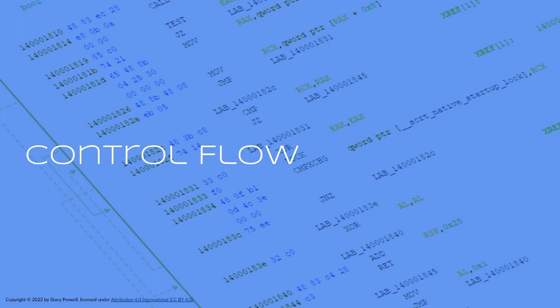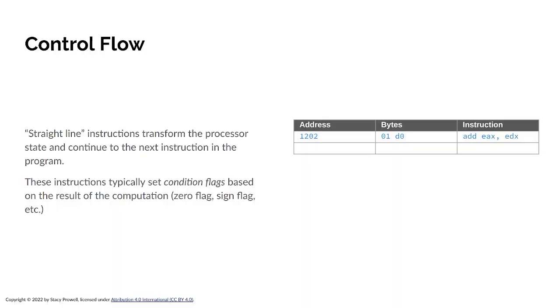Let's think about control flow for assembly and machine language. The most obvious kind of control flow is the same kind you see in high-level languages. An instruction executes, followed by the next instruction you see. A nice linear flow of instructions. If you're looking at a piece of code, you flow from top to bottom. Straight-line instructions transform the processor state, and then they continue to the next instruction in the program. And they typically set the condition flags, like the zero flag, parity and sign we saw earlier. They set those, but they just keep plowing ahead.